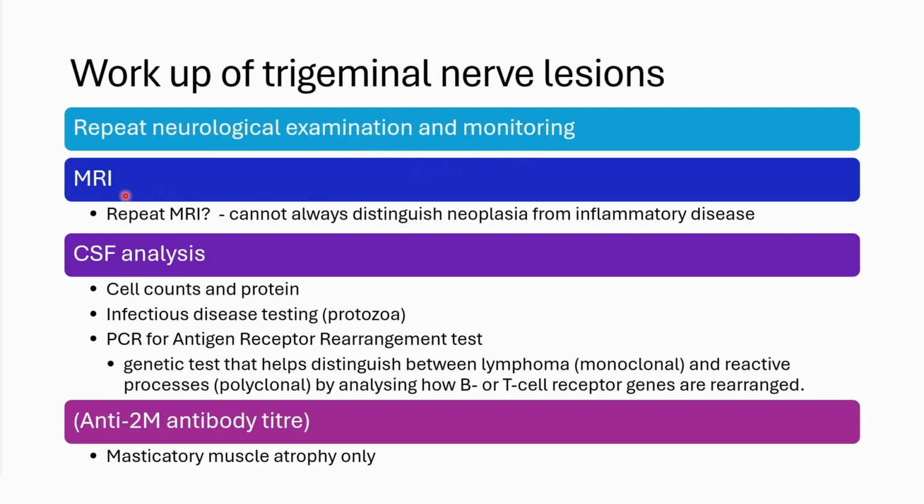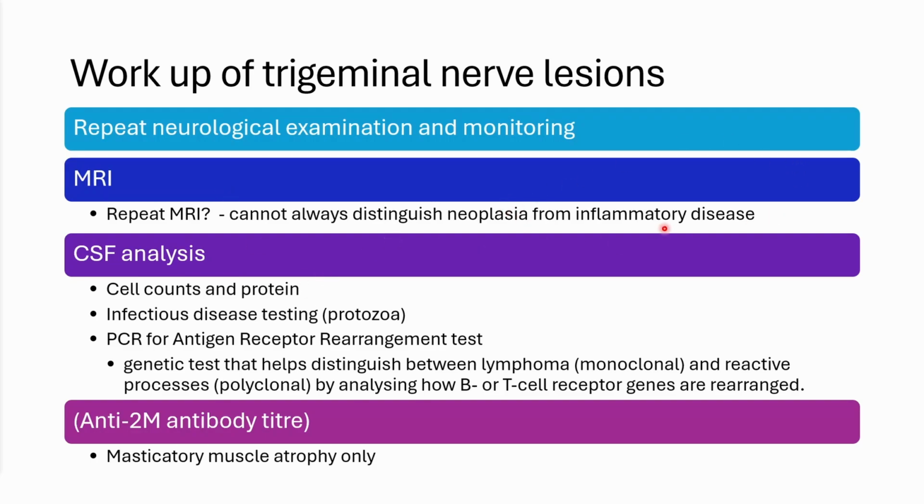examination and monitoring. MRI, in cases of trigeminal neuritis, idiopathic neuritis, often the MRI in that is unremarkable. I have found that sometimes it's quite difficult to tell neoplasia from inflammatory disease. You can get pseudotumours of the trigeminal nerve, sort of ones where the nerve looks so thickened, or even lump-like, that it could be a tumour.